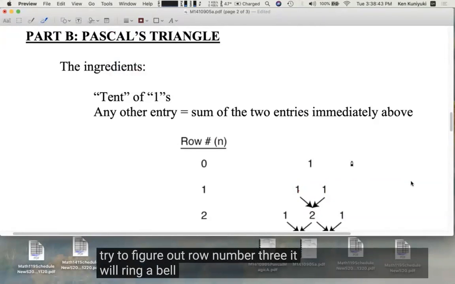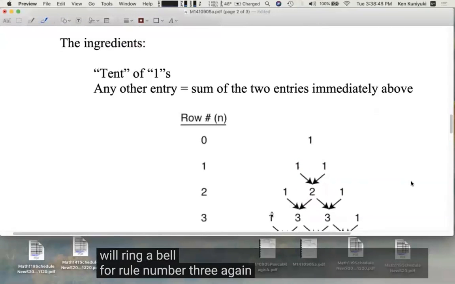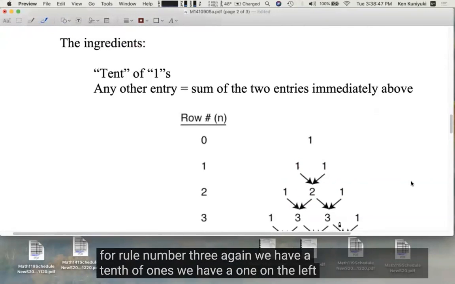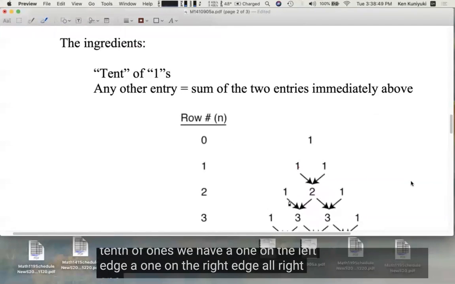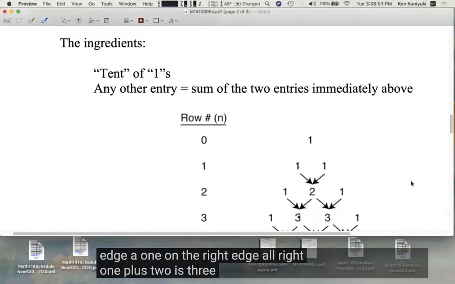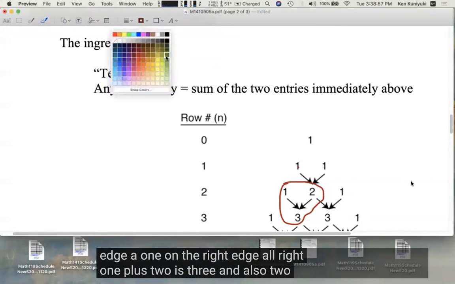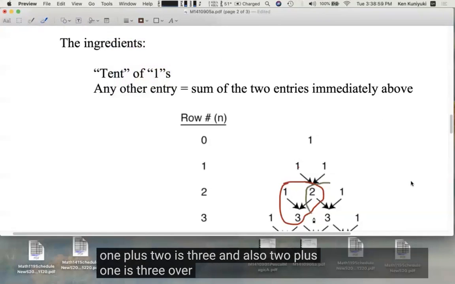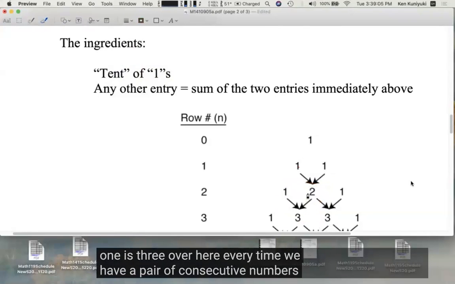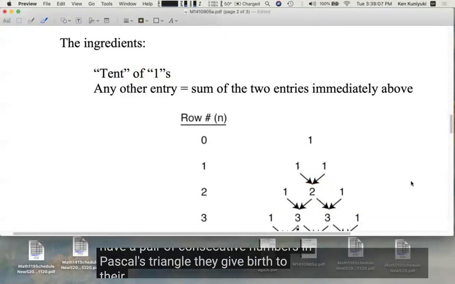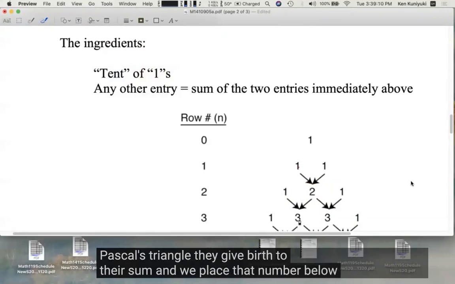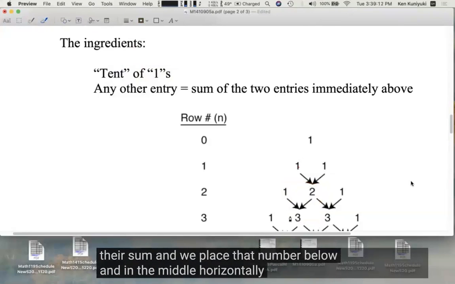It will ring a bell. For row number 3, again, we have a tent of 1s. We have a 1 on the left edge, a 1 on the right edge. 1 plus 2 is 3. And also, 2 plus 1 is 3 over here. Every time we have a pair of consecutive numbers in Pascal's triangle, they give birth to their sum. And we place that number below and in the middle horizontally.